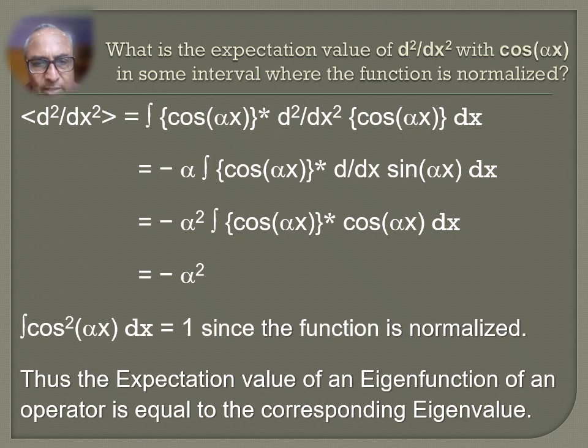Thus the expectation value of an eigenfunction of an operator is equal to the corresponding eigenvalue. So if a function is an eigenfunction, its expectation value will be equal to the eigenvalue.